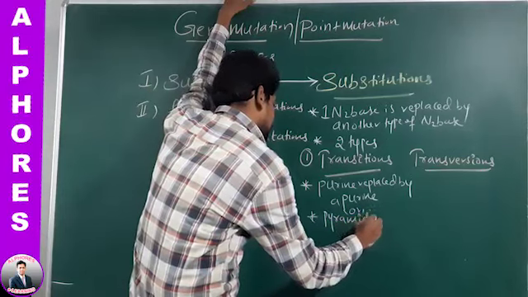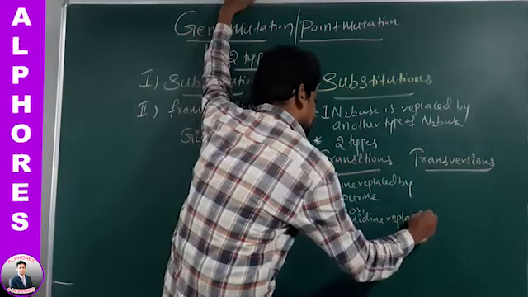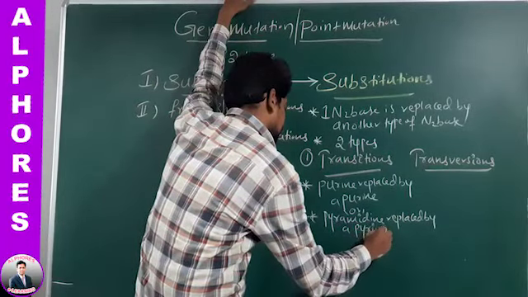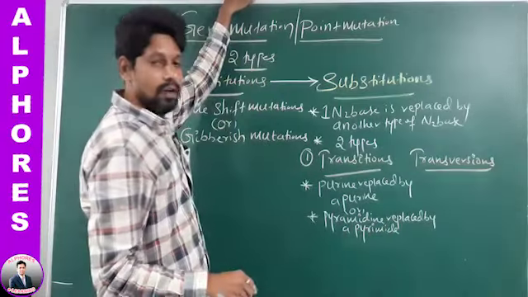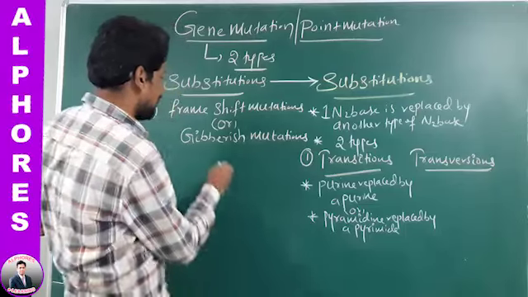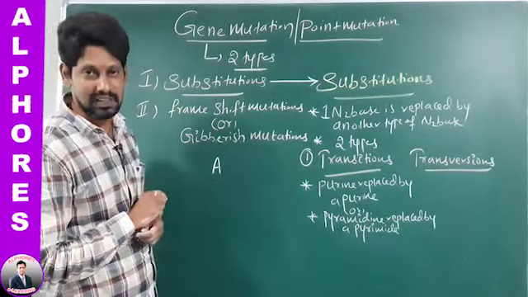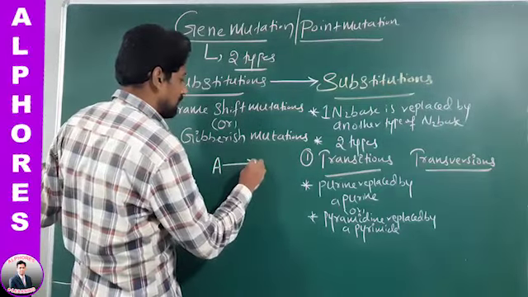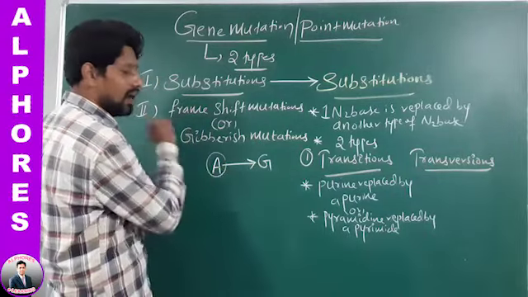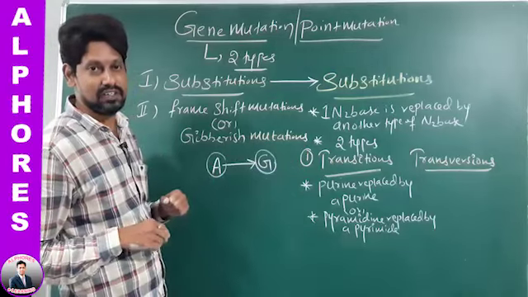Purine replaced by a purine, or pyrimidine replaced by a pyrimidine. For example, take adenine, which is present in DNA. If adenine is replaced by guanine, a purine is replaced by another purine, therefore it comes under transitions.